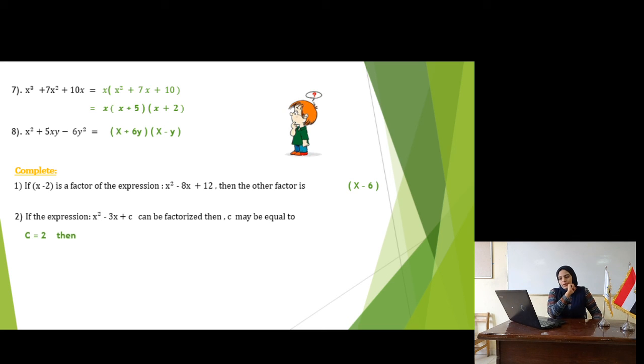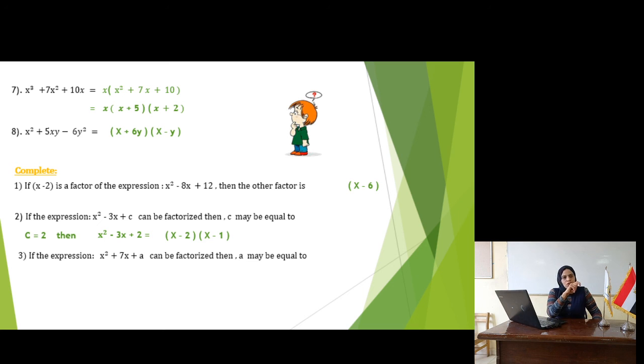And the value of c is 2. Number 3, if the expression x power 2 plus 7x plus a can be factorized, search for the value of a. Also, I need the number which can be factorized into two numbers whose sum is 7. It will be 12. So we have x plus 4 and x plus 3.